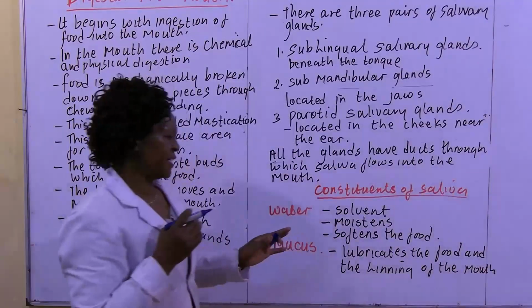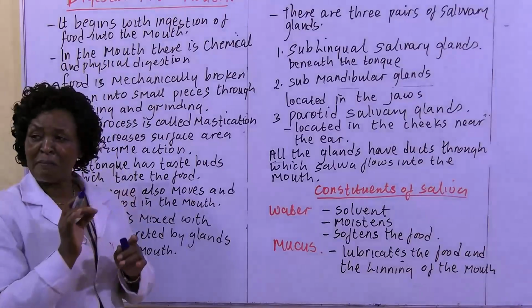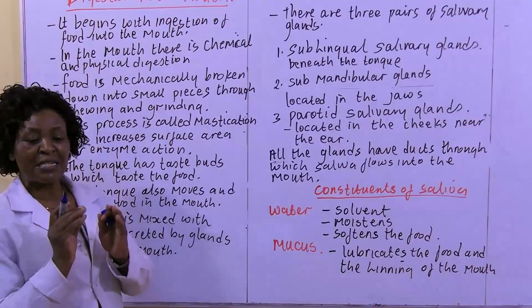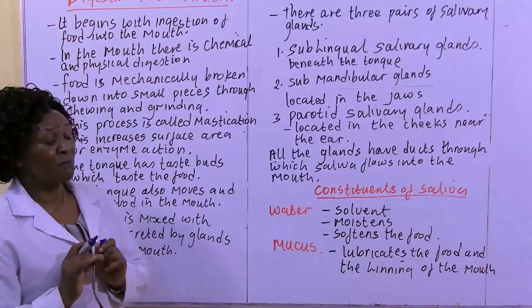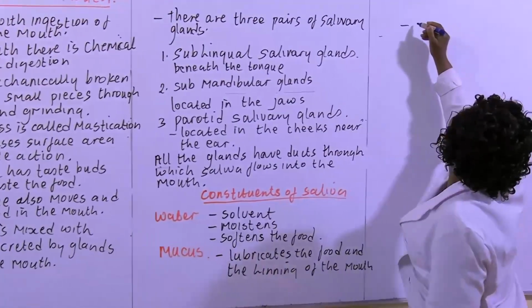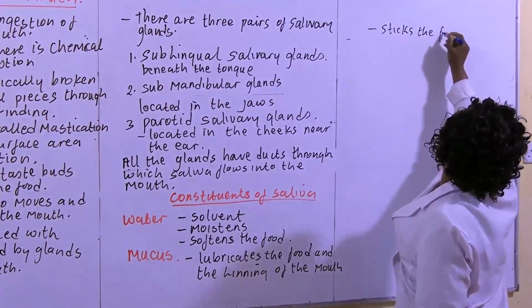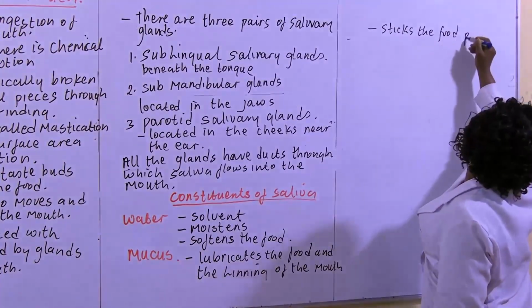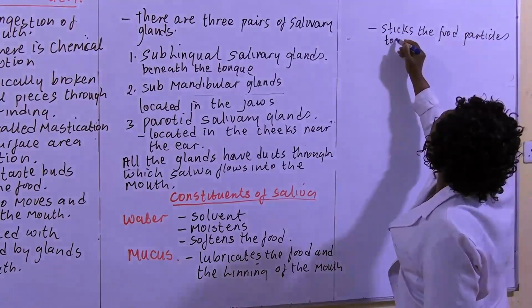Other than lubricating the food and the lining of the mouth, this mucus also makes the food particles stick together so that these food substances can form a bolus. So it sticks the food particles together.